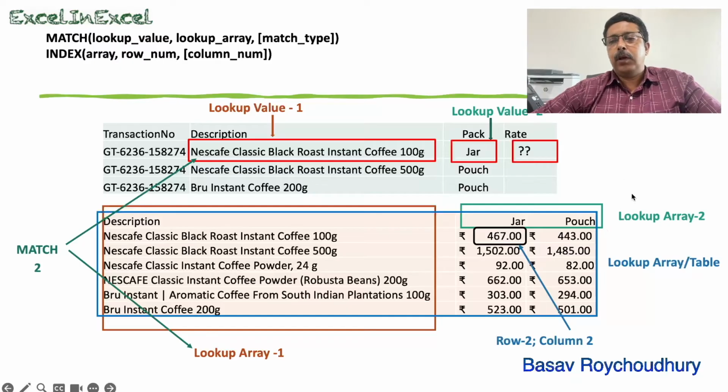So when I use a MATCH this time and use this lookup value 2 to look up in this lookup array, that is one row here with jar and pouch, 2 cells, I'll get the result as 1, because it is the first cell in which jar is appearing. Mind you, I was looking at row number 2 and column number 2. I got the row number 2 here, but here I am getting only 1. If I had selected description also in this green rectangle, that means if my lookup array contained description, jar and pouch, then of course jar would have appeared in position number 2.